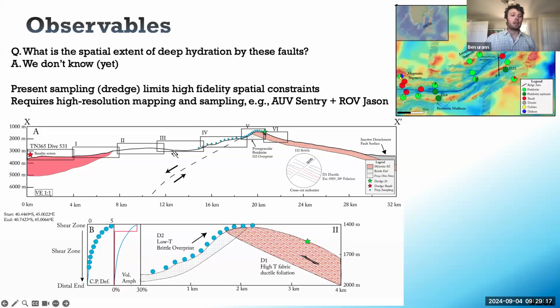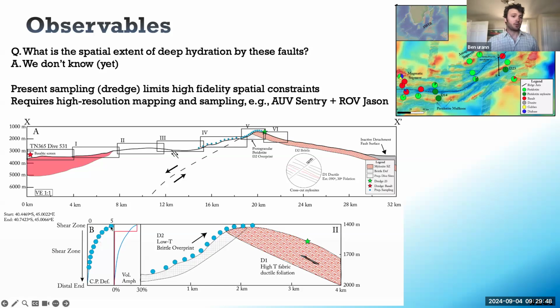And so the way that we really need to get at the distribution and extent of hydration is by going back to these areas and not just dredging. It's going to require using AUVs to map these areas. It's going to require ROVs to be able to go down and sample these areas. And in the blue circles here, I'm just showing a hypothetical sampling program of what you could do to understand what the hydration history is throughout this entire region.